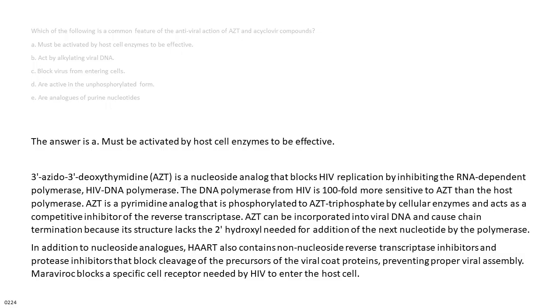The answer is A. Must be activated by host cell enzymes to be effective. 3-azido-3-deoxythymidine, AZT, is a nucleoside analog that blocks HIV replication by inhibiting the RNA-dependent polymerase, HIV DNA polymerase. The DNA polymerase from HIV is 100-fold more sensitive to AZT than the host polymerase. AZT is a pyrimidine analog that is phosphorylated to AZT triphosphate by cellular enzymes and acts as a competitive inhibitor of the reverse transcriptase.